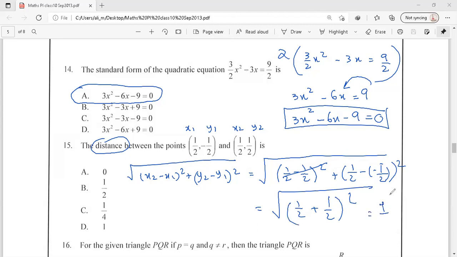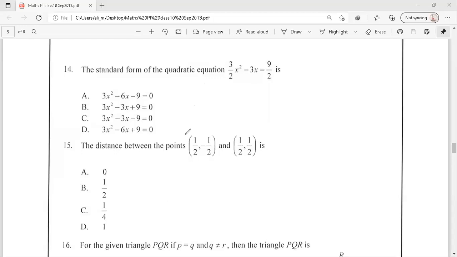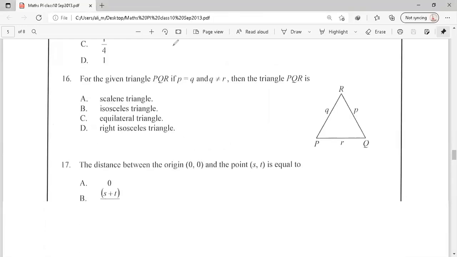So it will be equal to 1 and the square and root will cancel out with each other. So we will have a correct answer that the distance is equal to 1. So for question number 15, option D is the right answer. Okay, so let's move to our question number 16.